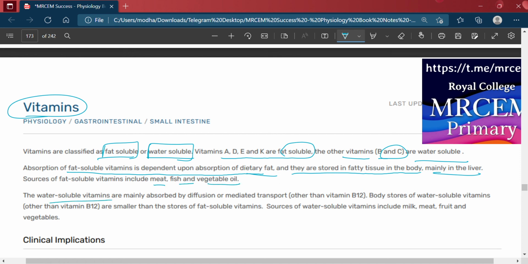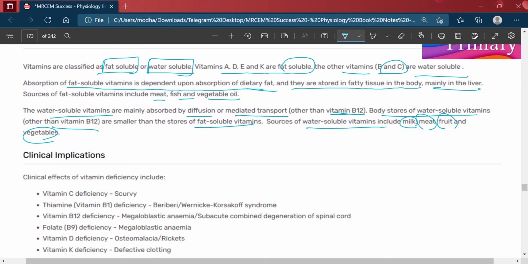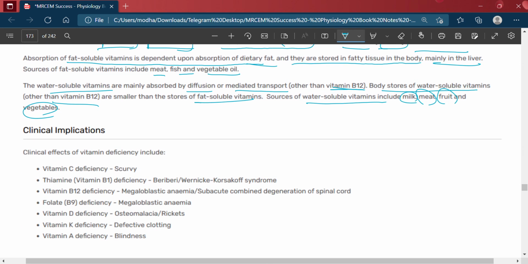The water-soluble vitamins, other than vitamin B12, are mainly absorbed by diffusion or mediated transport. Body stores of water-soluble vitamins other than vitamin B12 are smaller than the stores of fat-soluble vitamins. Sources of the water-soluble vitamins include milk, meat, fruits, and vegetables.